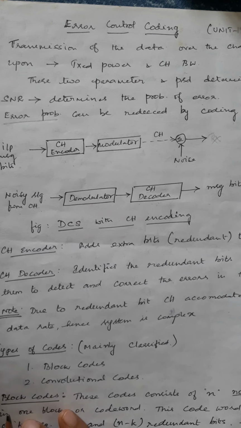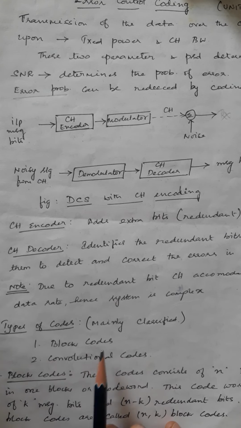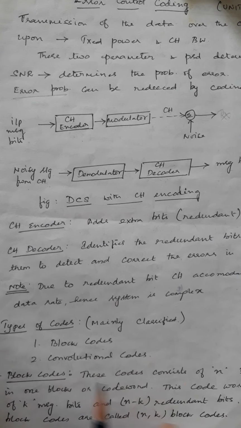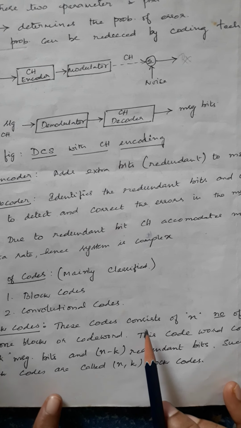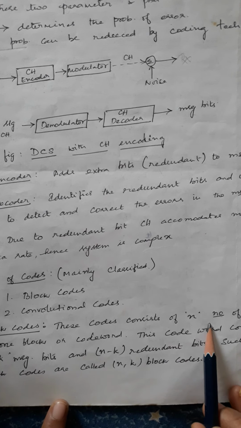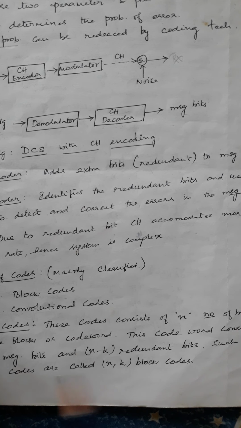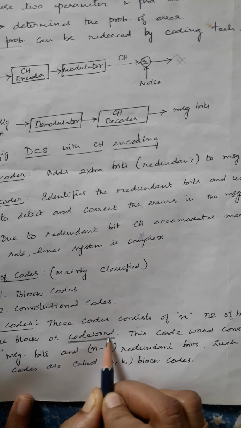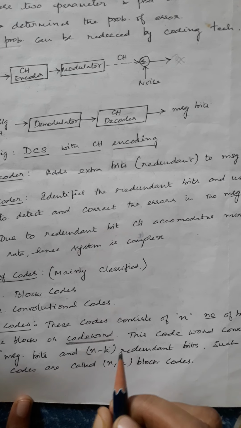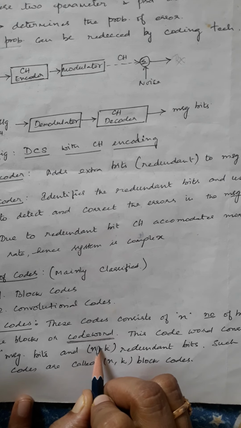So, there are two types of error control codes, mainly: one is block code, another one is convolutional code. So, what is a block code? A block code comprises n number of bits, that is one block. One block is said to be one code word. So, what this code word comprises of is the message bits along with the redundant bits.